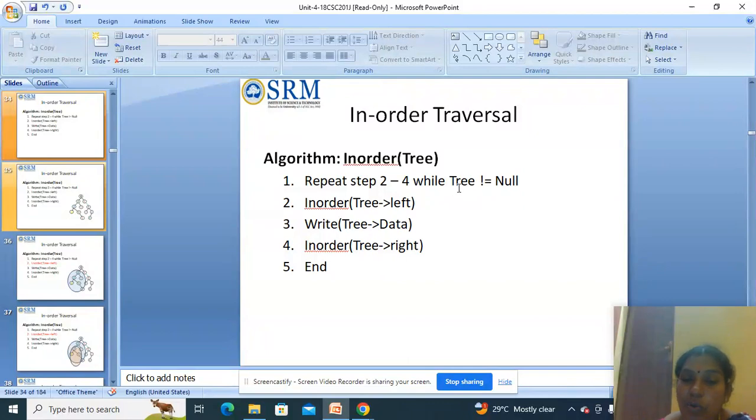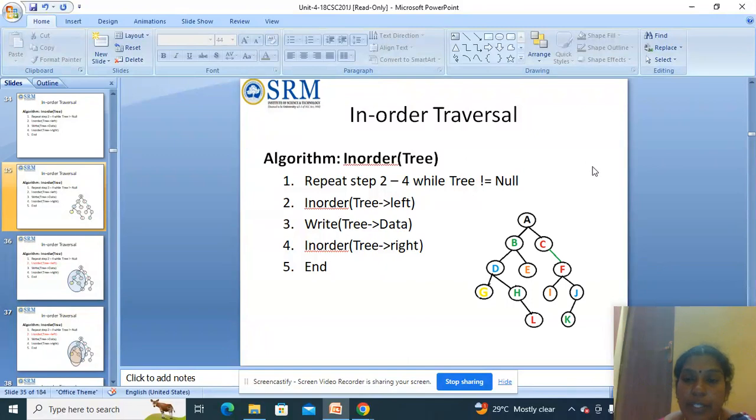If the tree is not null, it contains some elements, which means first you have to visit the tree in-order of tree left first. Then write the tree data. Always we have to print the tree data, the node part. And then next we have to visit the in-order traversal of tree right and finally end. So this is the algorithm for in-order traversal.